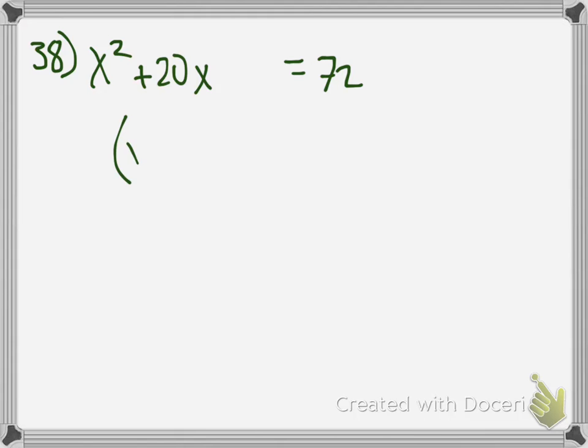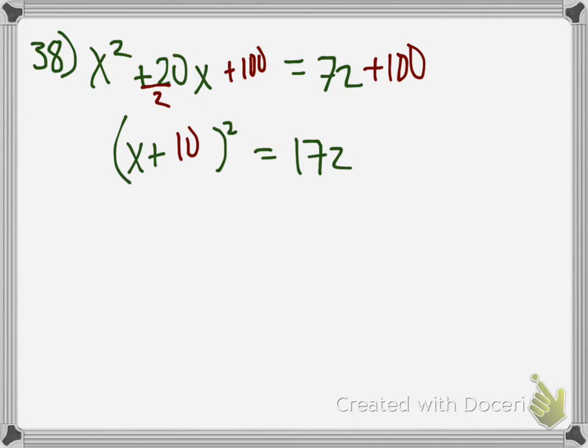Alright, let's see here. Next problem is number 38. x squared plus 20x. I already moved the 72 over to the other side, right? Yes. Notice that minus 72 became positive 72. Okay, so I'm going to divide 20 by 2, get 10. 10 squared is 100. And I'm going to add that 72, and that will give me 172.